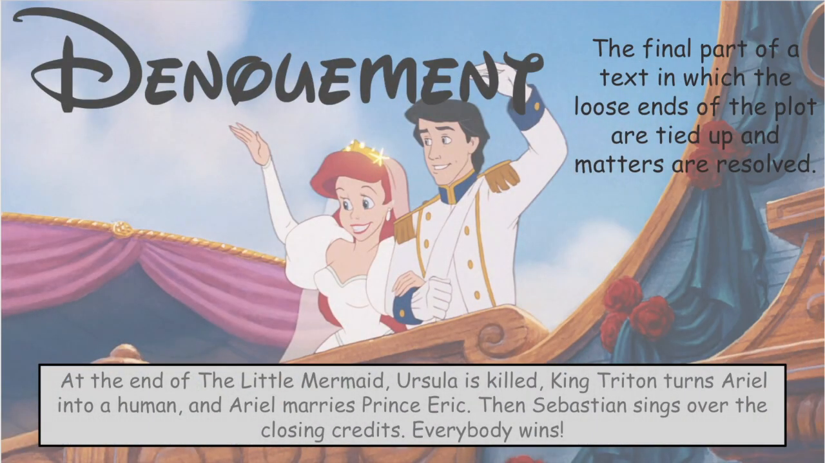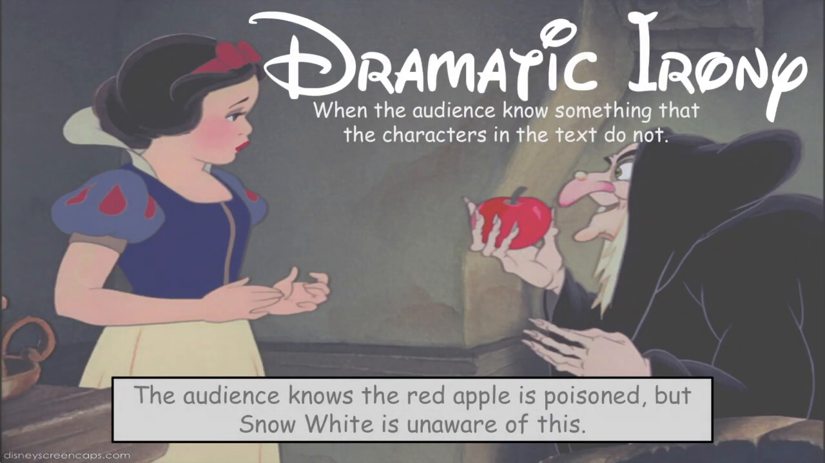Second, less used, denouement, the final part of a text in which the loose ends of the plot are tied up and matters are resolved, basically the ending. Dramatic irony, when the audience knows something the characters in the text do not. It gives us a chance to know what might happen.